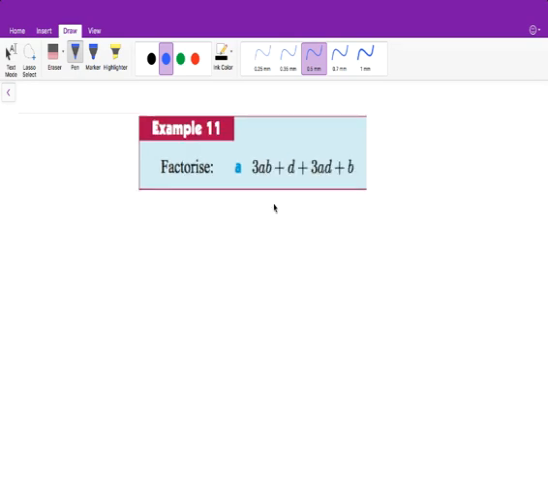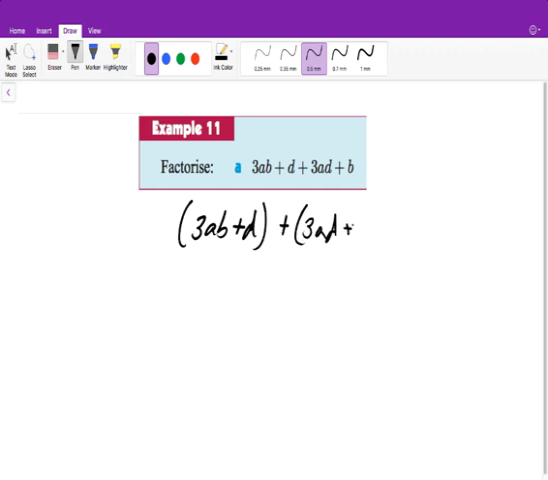All right, so for this one here, if we went to factor exactly how it was written, 3ab plus d, so we group these two together, plus 3ad plus b. We won't be able to factor anything here because there's no common terms. abd, adb, there's nothing that's the same between them. However, if we notice, this one has a b and this one has a b here, so if we could somehow write the b in this group and the d in this group, because this one has a d as well, then we would be able to factor.